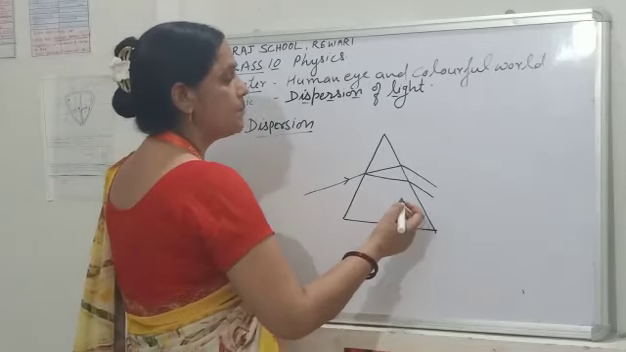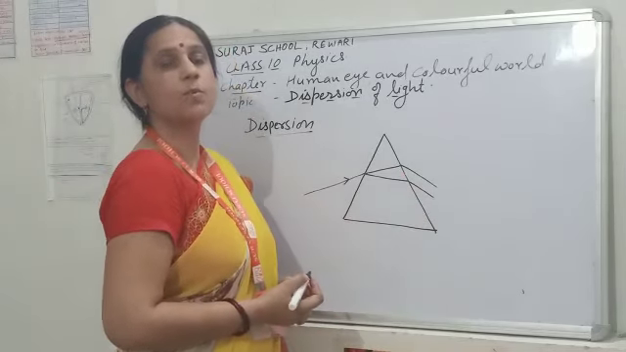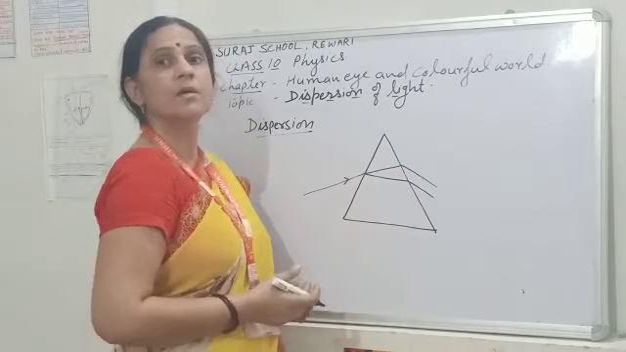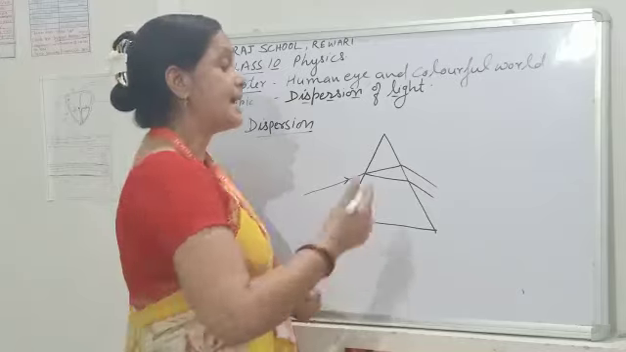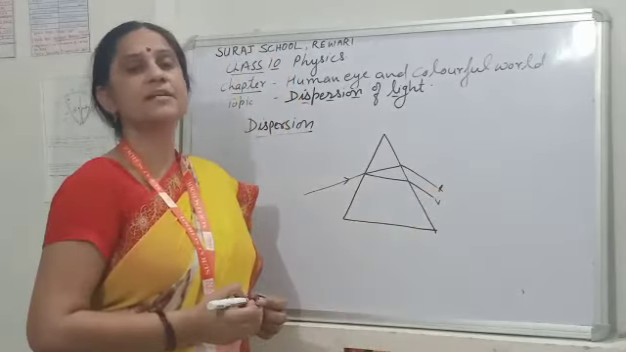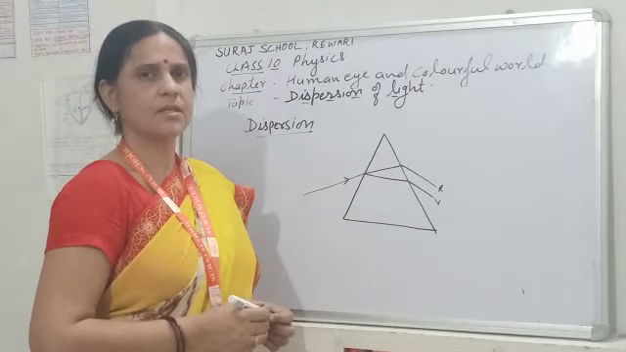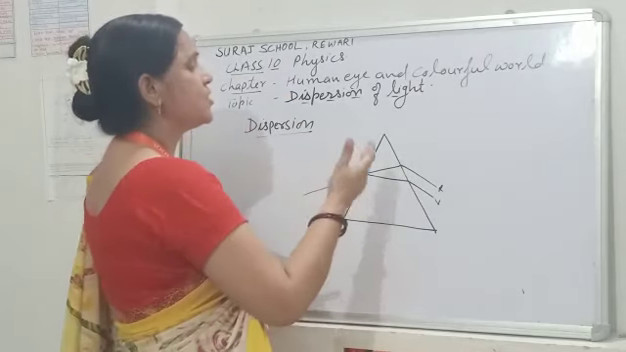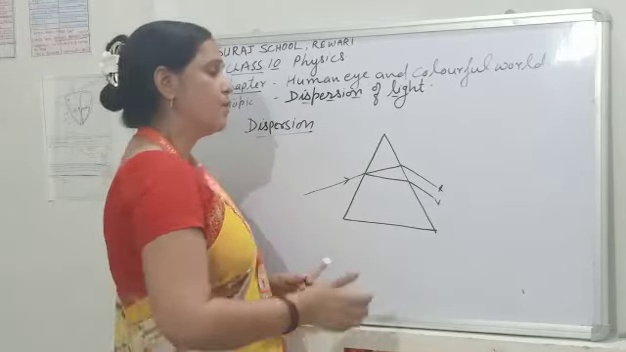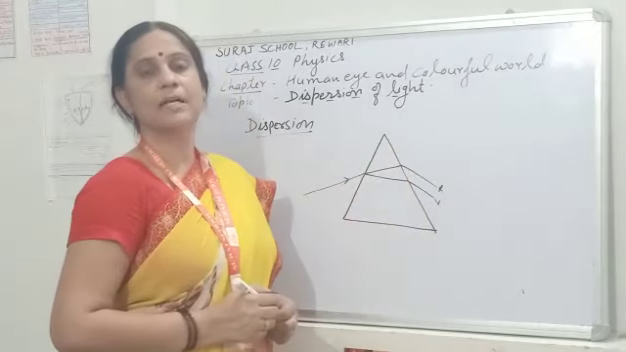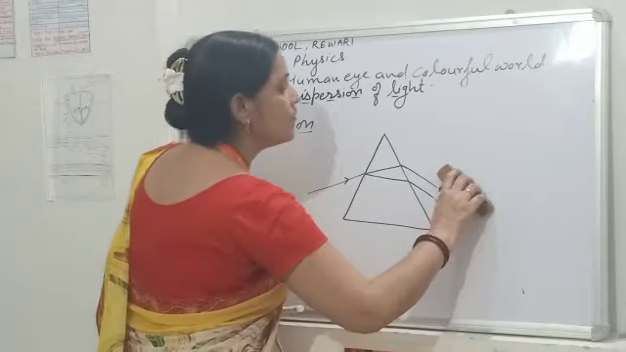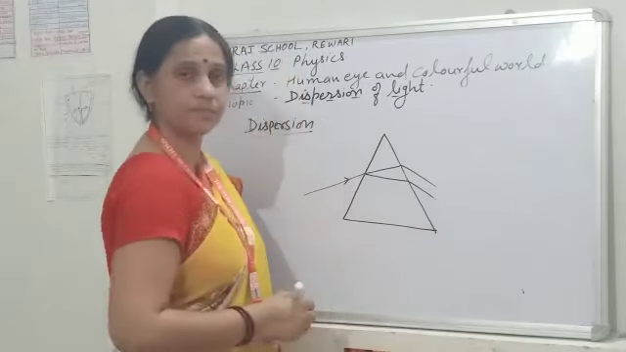In this spectrum, violet color bends the most. Violet color deviates most because it has the minimum wavelength, and red color deviates least because it has the maximum wavelength. So now the question arises, can we get the white light again from this band of spectrum? Yes, with the help of an inverted prism.